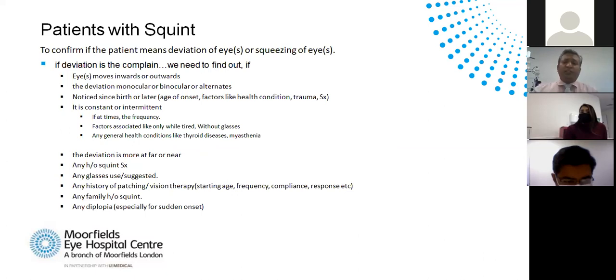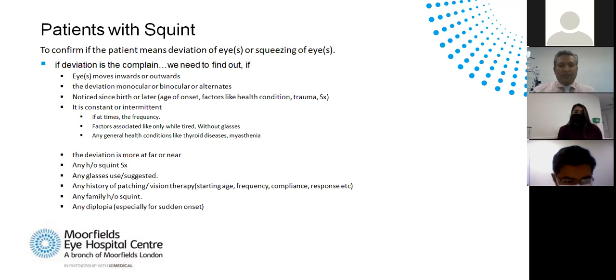Now, when patients come with the squint complaint, this is a little odd at times, because what the patient or the parents may say is, "Oh, my kid has got squint," but actually they don't mean squint; they mean the squeezing of eyes. So if they say squint, it is better that we just confirm once with them again.